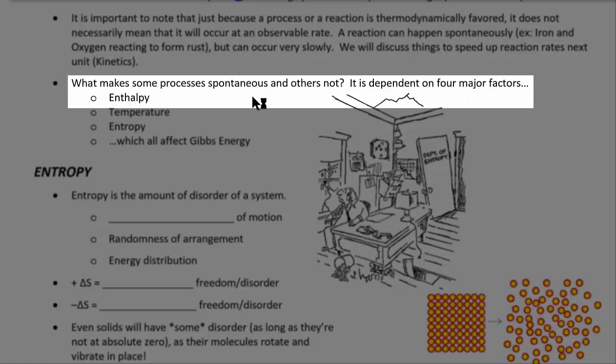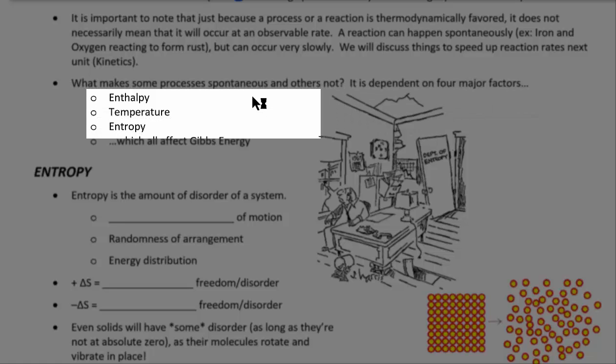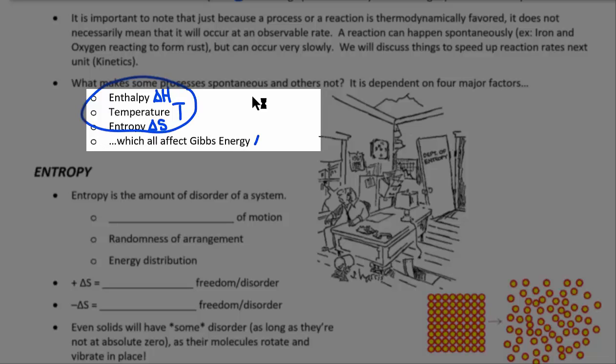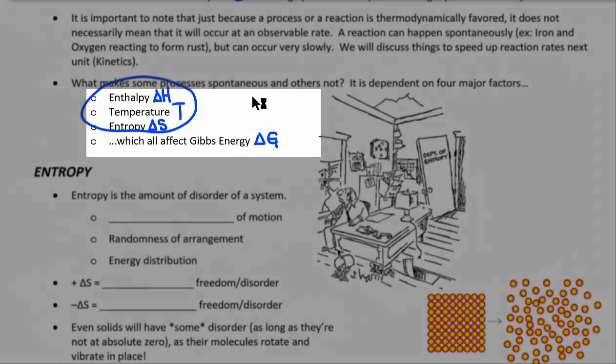What makes some processes spontaneous and others not? It's dependent on 4 major factors. The first one's enthalpy, which is delta H. You guys have already learned about that. Temperature, if you notice here, it doesn't say a change in temperature, just temperature. And entropy, which we're going to talk about here in just a minute. That is delta S. These 3 factors right here affect whether or not a reaction will be spontaneous, and that is delta G. So delta G is Gibbs free energy, and it uses enthalpy, entropy, and temperature to determine if a reaction or a process will be spontaneous.